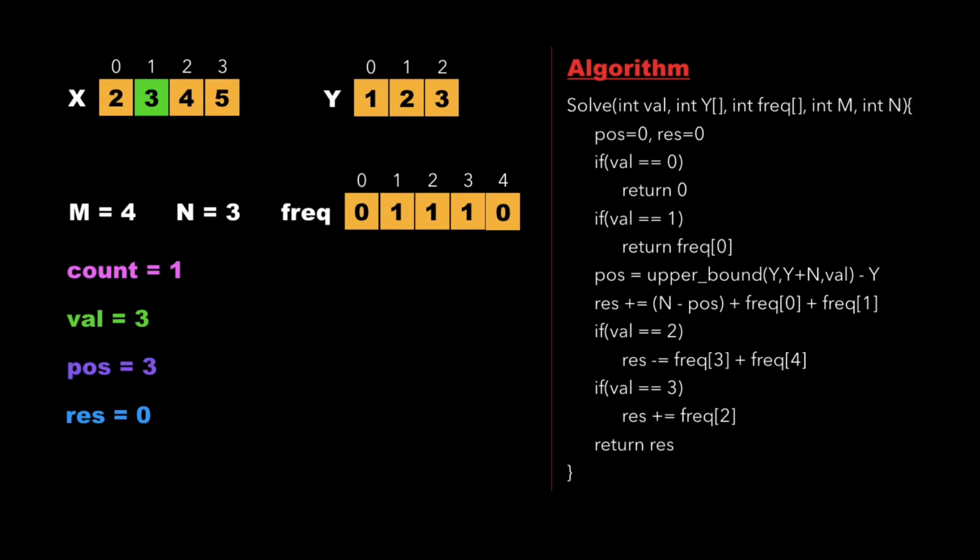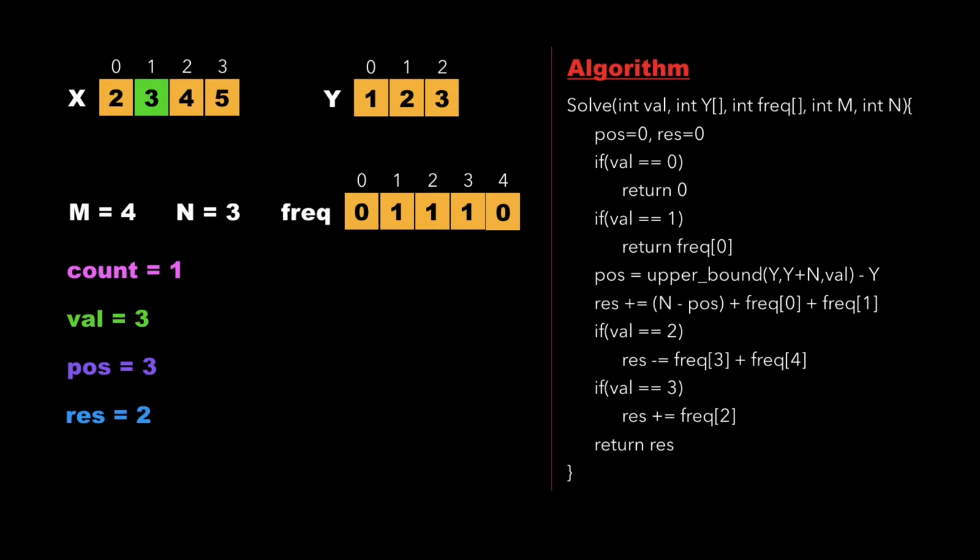Then we calculate result as result plus the number of elements in y which are greater than val, plus frequency of 0 plus frequency of 1. So we get the value of result as 1. Then we check whether val is equal to 2. Since it is not equal to 2, we move further and check whether it is equal to 3. Since val was 3, we add the frequency of 2 to result, since we have 3 square is greater than 2 power 3. Therefore we add 1 to result, and the updated value of result is 2.